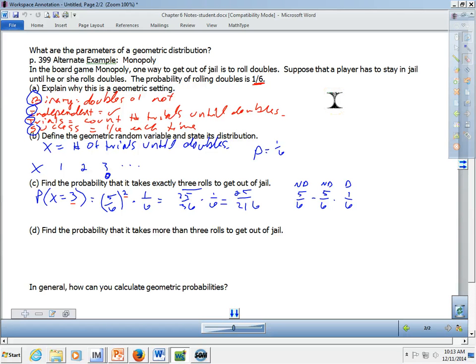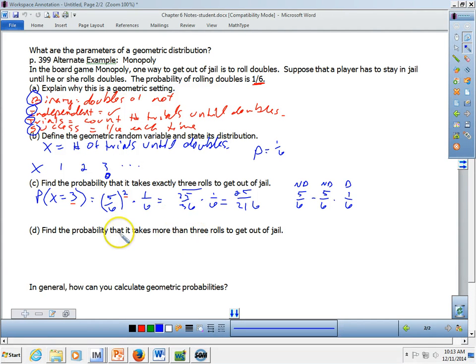All right, now, letter D. I'm going to change this up a little bit. I'm not going to worry about the probability that it takes more than 3 rolls. Okay? Let's change this up and say, how about we find the probability that it takes, instead of 3 rolls, how about it takes 4 rolls to get out of jail? Right? And this is going to be a pretty quick conversation because hopefully you're going to see the pattern here.